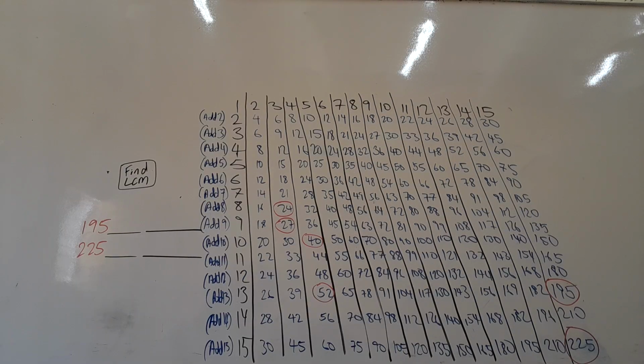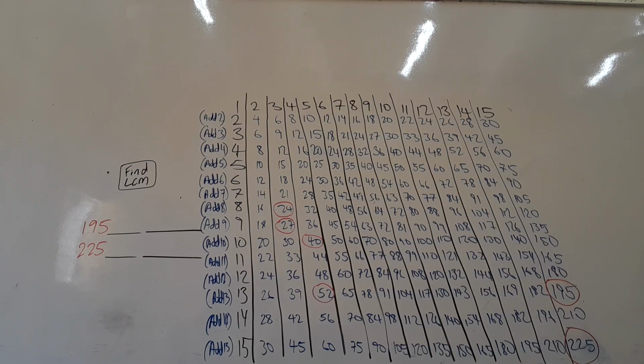So now we've chosen 195 and 225. How do we work that out? Well, 195 is in the row of 13 and in the column of 15, so it's 13 by 15. And of course, 225 is 15 by 15.